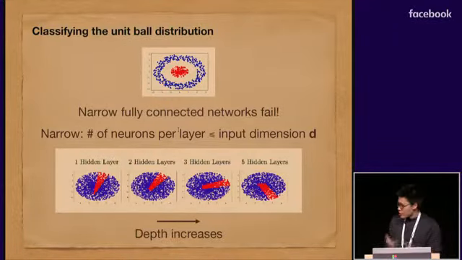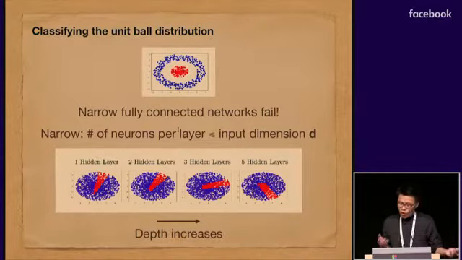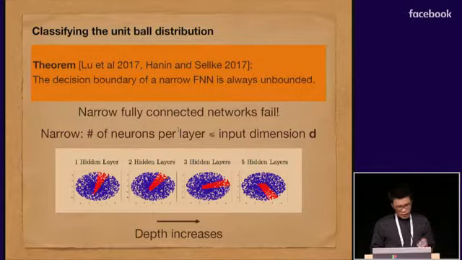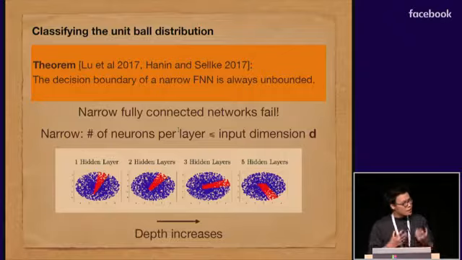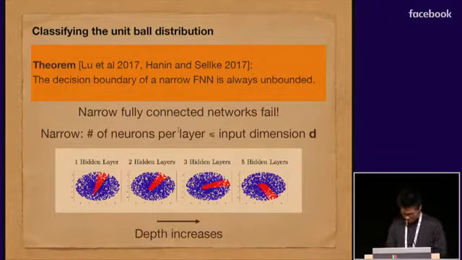And maybe you think this is because we are stuck in a local minimum or stationary point. But in fact, this is not the case. It is proved by last year's NeurIPS paper that the decision boundary of a narrow fully connected network is always unbounded. So we have no hope to approximate such a simple distribution even if we allow the depth to go to infinity. I emphasize that narrow means that the number of neurons per layer is smaller than the input dimension.